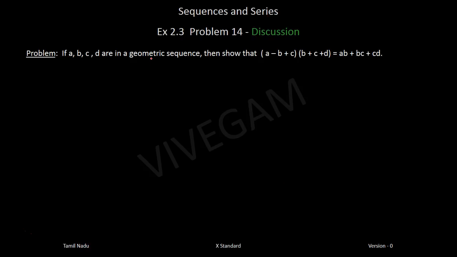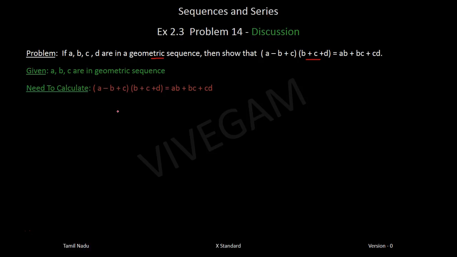So the key is it's a geometric sequence. A, B, C, D are in geometric sequence. That is B by A equals C by B equals D by C. That's what they mean by saying geometric sequence. And we are asked to prove this, that is (A minus B plus C) into (B plus C plus D) equals AB plus BC plus CD.